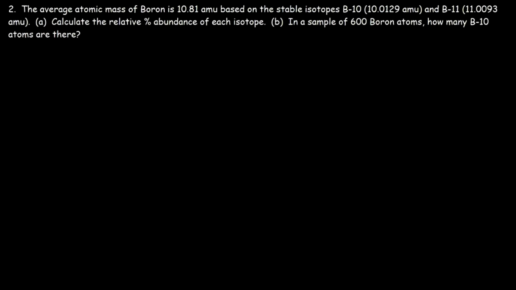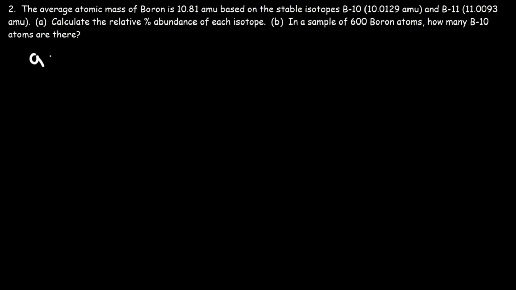Now let's move on to our second example. The average atomic mass of boron is 10.81 atomic mass units based on the stable isotopes B10 and B11. And we're given the mass of each of those stable isotopes. Part A. Calculate the relative percent abundance of each isotope. So in the last problem, we had the percent abundance of bromine 79 and bromine 81. It was about 50.69% and 49.31% respectively. In this problem, we need to calculate those relative percent abundances. So basically, we're working in reverse.